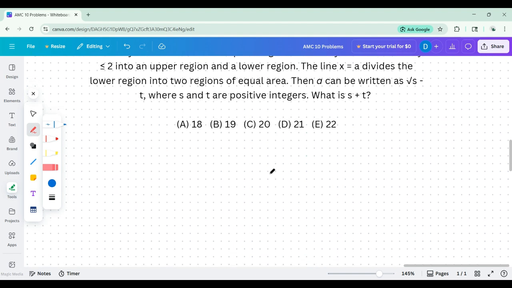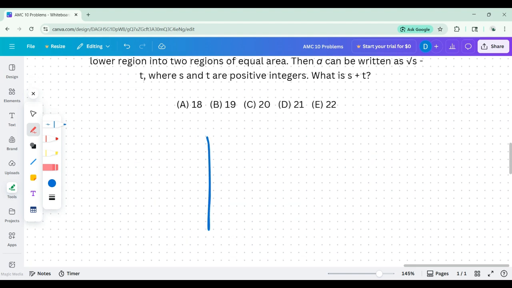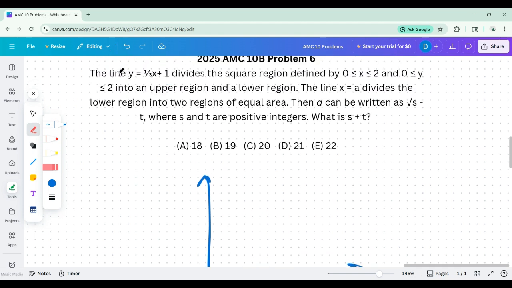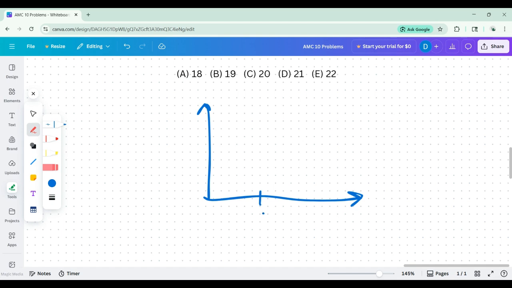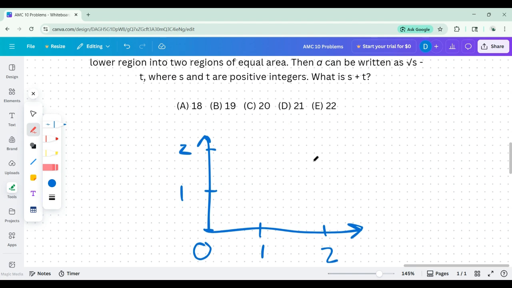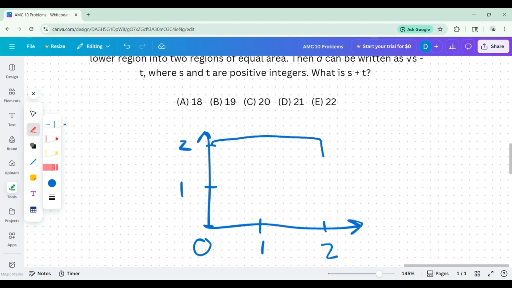This is a geometry problem, so we have to draw the diagram. We have a coordinate grid right here, and it says that the line y is equal to 1/3 x plus 1 divides the square region defined by that. So we have 1 right here, 2 right here, 0 or the origin. We have 1 and 2 on the y-axis as well. And this is the square region that the problem is talking about.